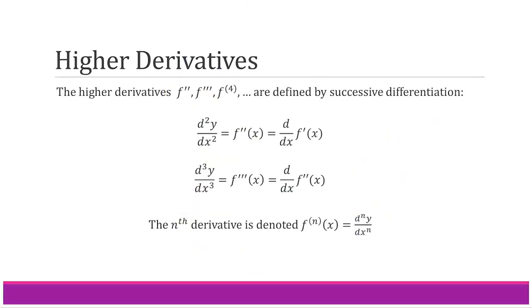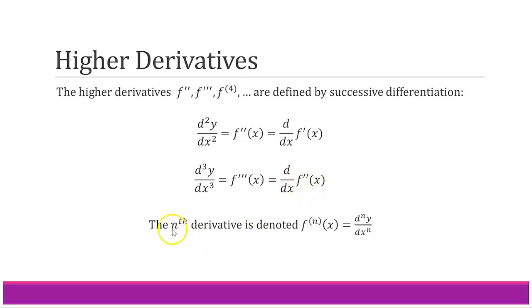All right, let's generalize things now. We can find even higher derivatives. So the higher derivatives, f double prime, f triple prime, the fourth derivative of f, they're all defined by successive differentiation. So here we looked at the second derivative of y with respect to x, or f double prime of x, the derivative of the first derivative. If we change all those to 3's, now I have the third derivative of y with respect to x, f triple prime, that's the derivative of the second derivative. Right? The derivative of the second derivative gives you the third derivative.